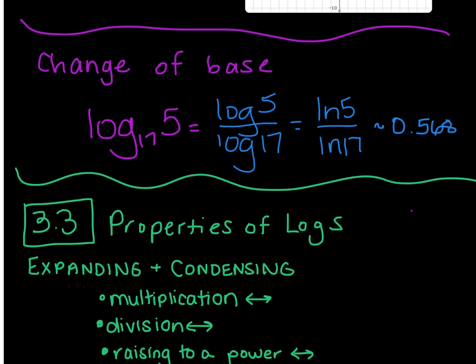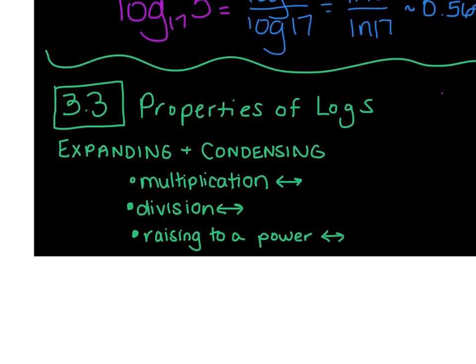Everybody still good? Questions? Okay, then we got to 3.3, which is the properties of logs. So you will either be expanding or condensing. It might just say simplify, or it might say expand or condense, and you've got to be able to look at it and identify which one you're supposed to be doing. If there are multiple logs or multiple ln's, you are condensing. And if there's just one, then you're expanding.